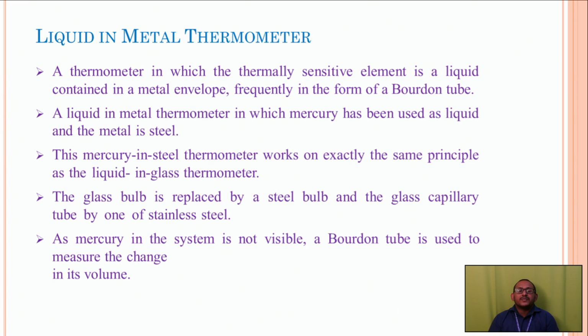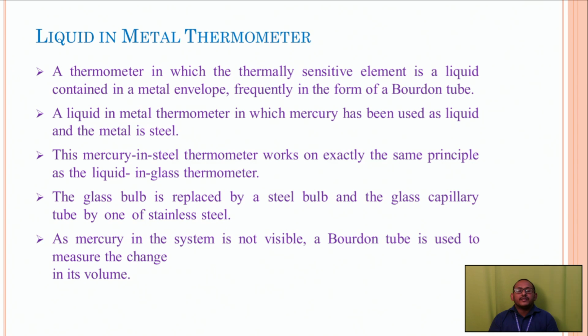Here the liquid we are using is mercury, which will be filled inside the metal bulb. The metal we are using is stainless steel. As the mercury in the system is not visible because it is covered by the metallic bulb, the Bourdon tube is used to measure the change in its volume. If the liquid expands or contracts, we cannot see it directly because it is covered with the steel.